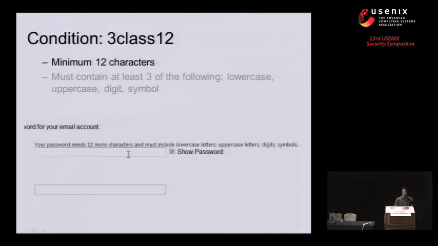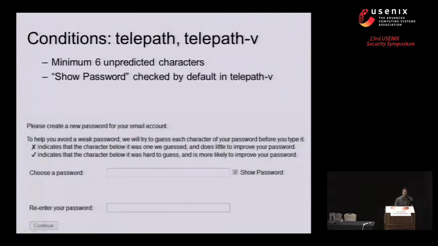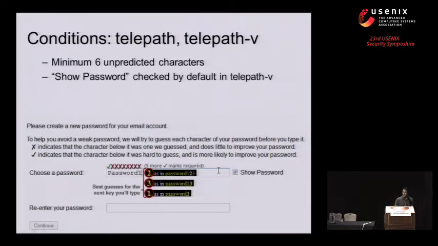In contrast, 3 class 12 increases the length requirement of 3 class 8, requiring a total of 12 characters, but doesn't impose any further requirements. Finally, we tested 2 Telepathwords conditions called Telepath and Telepath V. In both conditions, the only requirement is that the password have at least 6 unpredicted characters. In the Telepath V condition, the Show Password button is checked by default, allowing users to see their passwords as they type them. We found no significant difference between Telepath and Telepath V on any metrics.